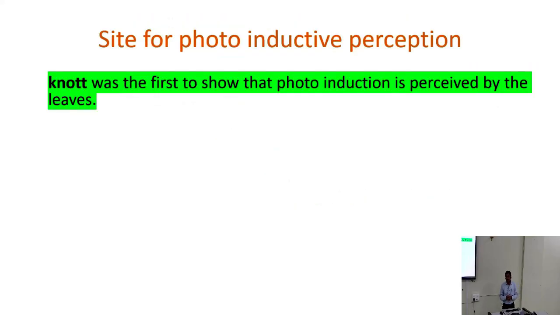Now, here comes a question. Which part of the plant is going to perceive this induction? Whether it is the root that is getting the signal, the stem, the apex of the plant, or the leaf that is getting the signal. The first experiment of its kind was conducted by Knott. Knott was the first one to identify that this photoinduction is perceived by the leaves.